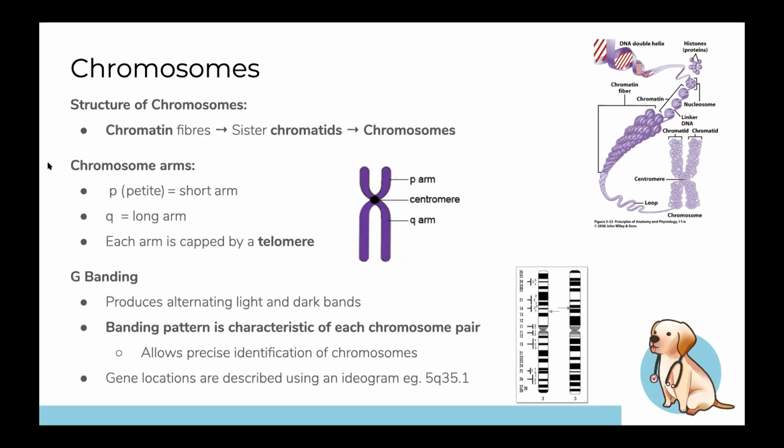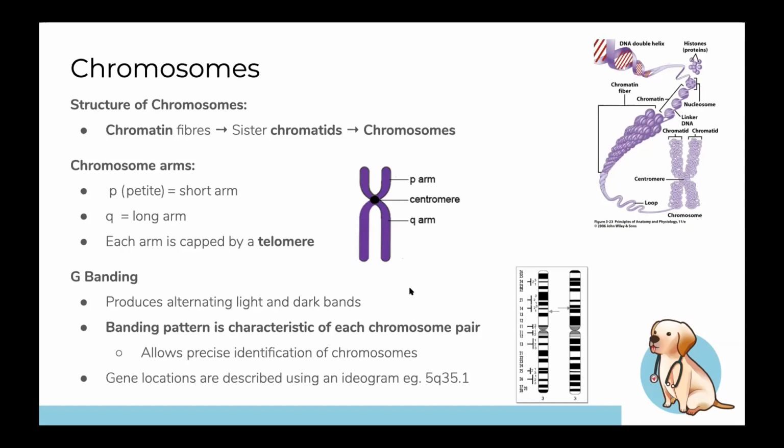In your chromosome structure, you've got 2 arms: your p arm and your q arm. Your p arm is the short one, your q is the long one. The p stands for petite, and if you did French in high school or know French elsewhere, it basically just means short. So that's a good way of remembering it. And each arm is capped by a telomere as well.